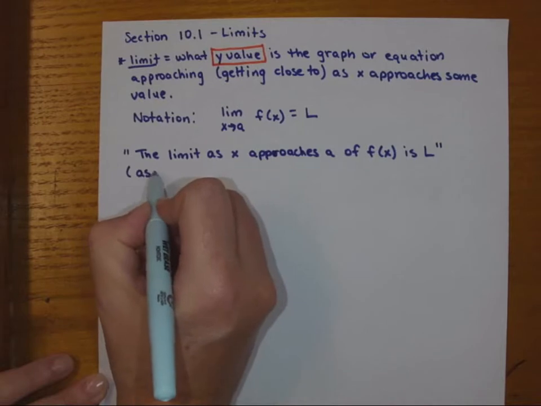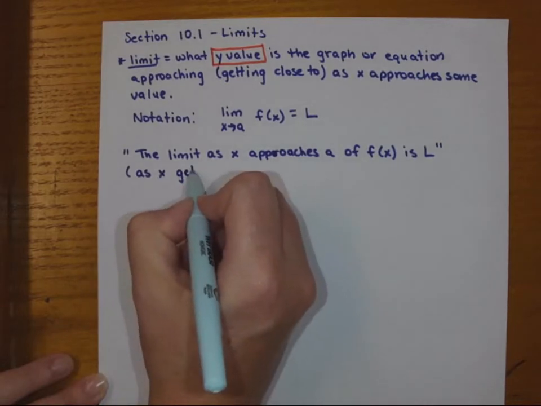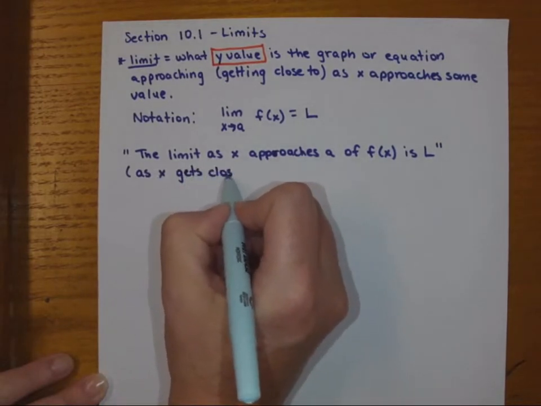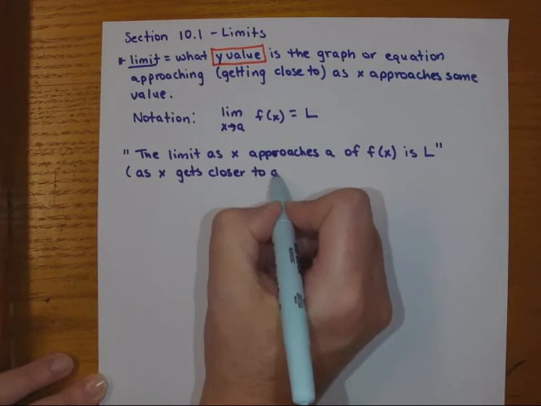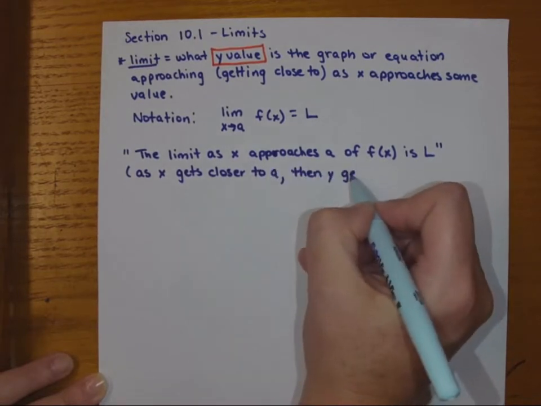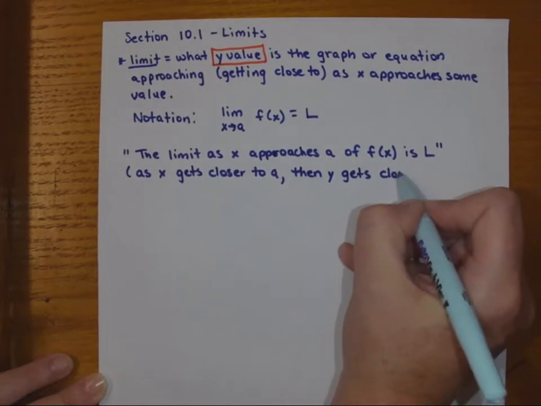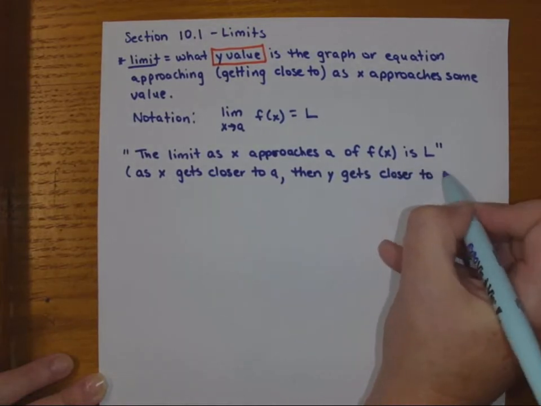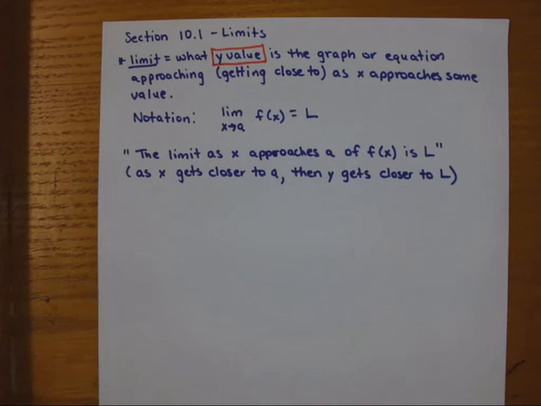So as x does something, as x gets closer to some value a, then I'm being asked to find what y is getting close to. And in this case, y gets closer to some limit quantity that we're calling L here.